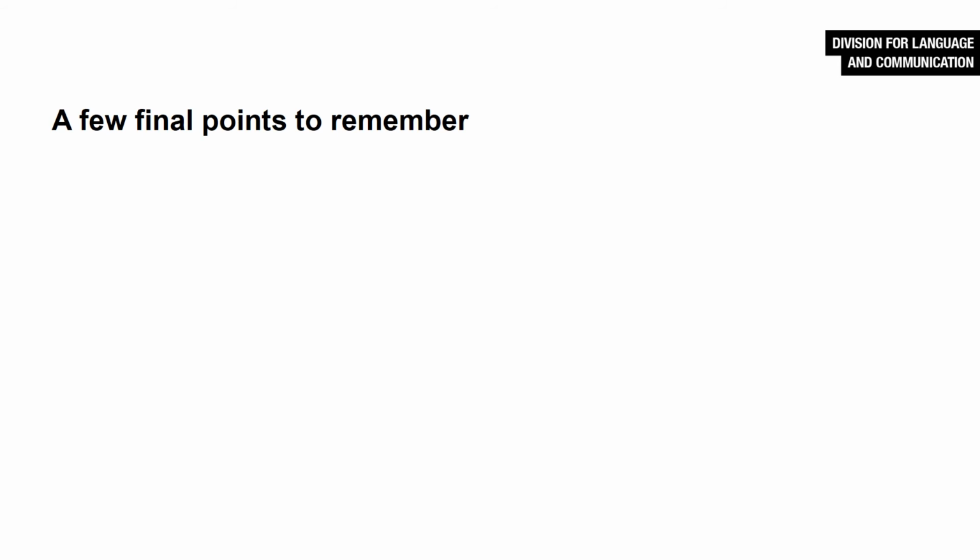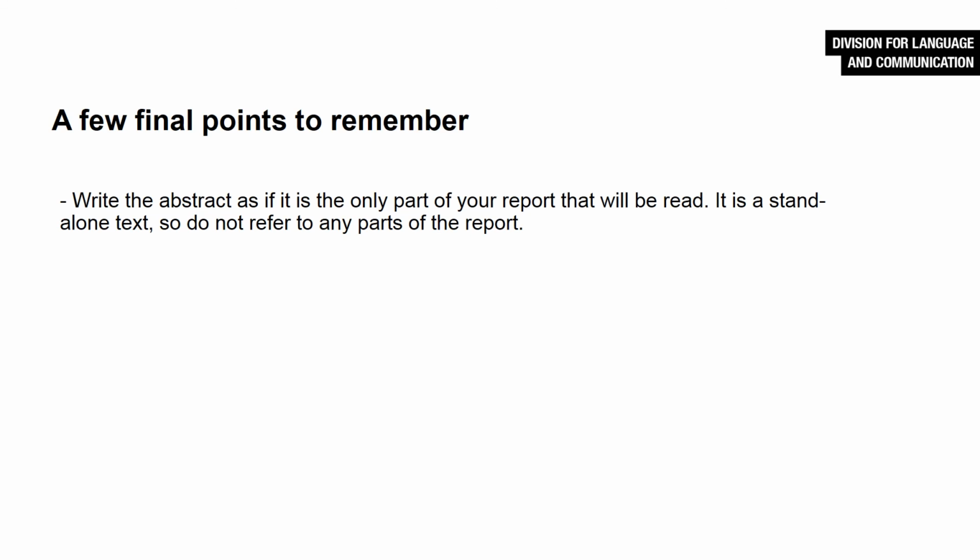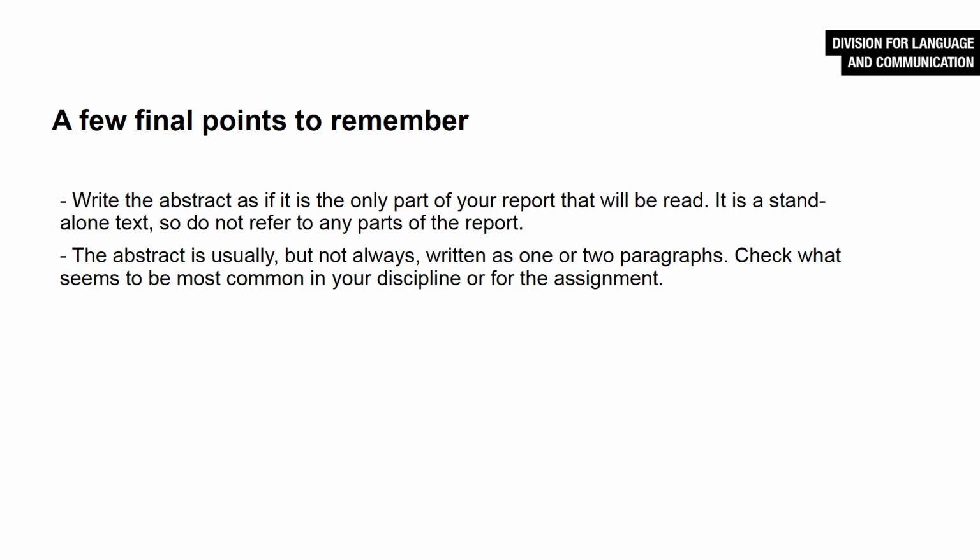I'll end this film with a few final points to remember. Remember that the abstract is a self-contained, independent text, so write it as if it's the only part of your report that will be read, and don't refer to any parts of the report. As we've seen in the examples in this video, the abstract is usually written as 1 or maybe 2 paragraphs, but this may vary across disciplines and text types, so it's best to check what seems to be most common in your discipline.